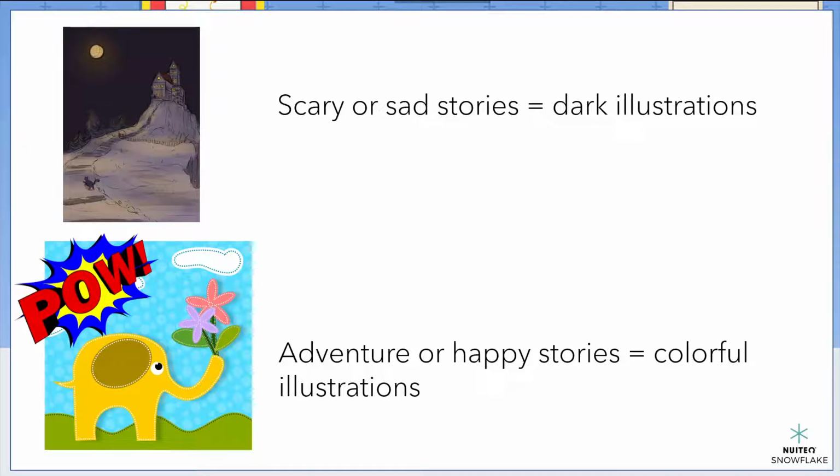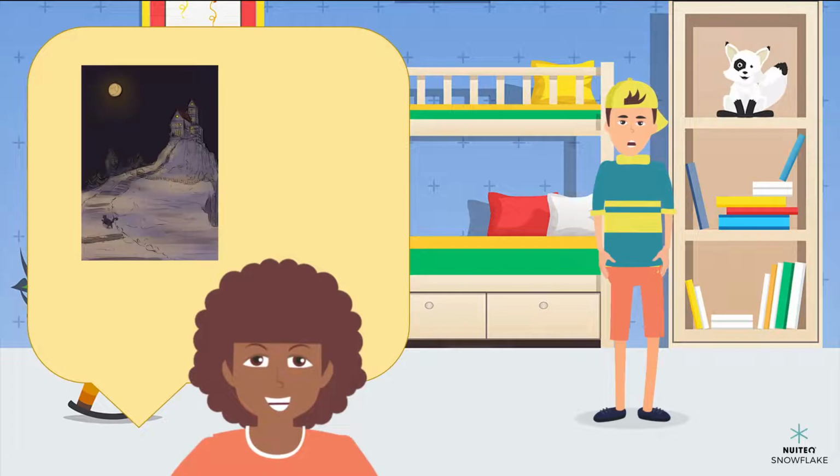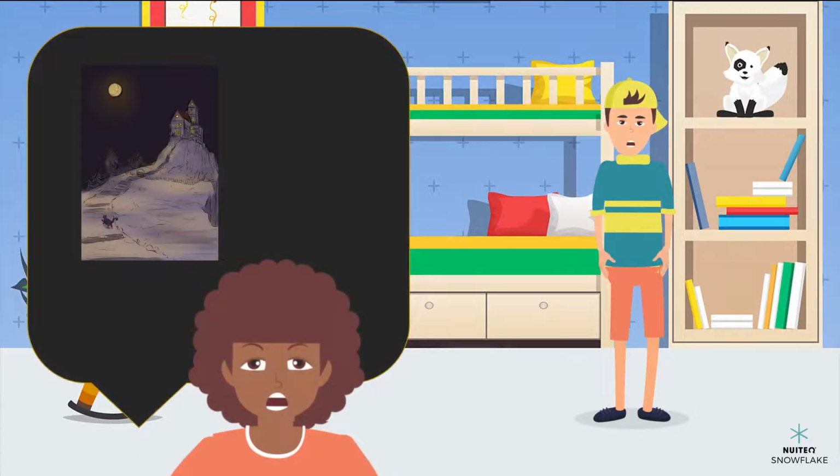So, a text and its illustrations work together to give us information, and also to make us feel a certain way. If someone is reading the story to us, we might also be affected by their tone of voice. Imagine someone reading a scary story to you in a happy voice. It wouldn't scare you as much, would it? But what if someone read a scary story in a scary voice? Then you will probably be very frightened.